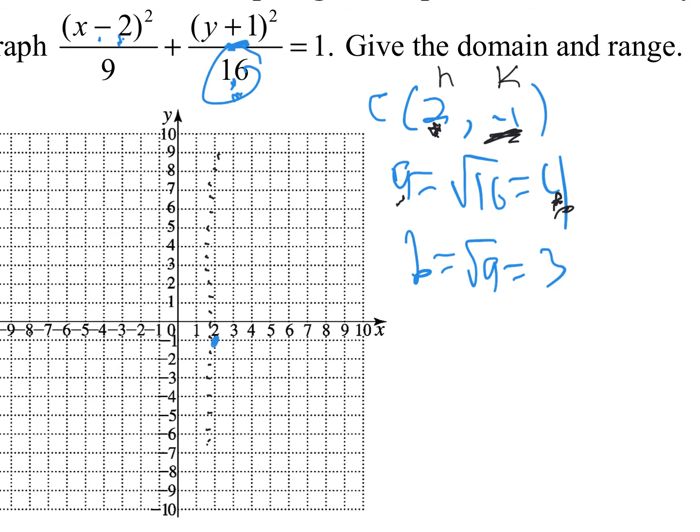So I start at -1. And counting from -1, I got to count 4: 1, 2, 3, 4. Down from there: 1, 2, 3, 4. This distance is 4. This distance is 4. The total length is 8. B, I go to the center again. Right here. That's my center. And I have to go left and right 3: 1, 2, 3. 1, 2, 3.